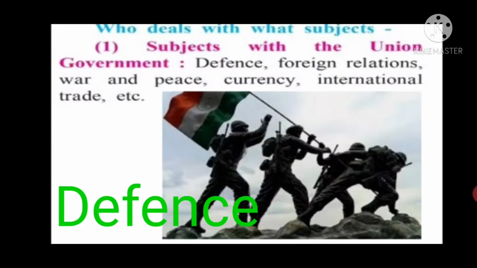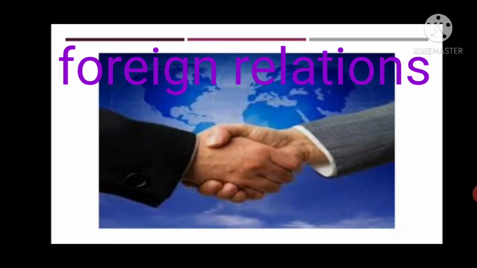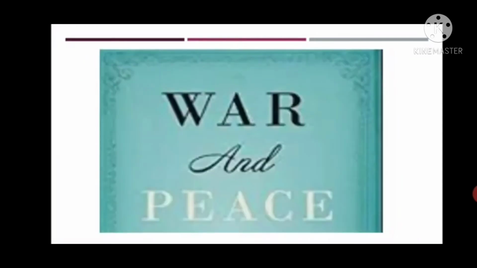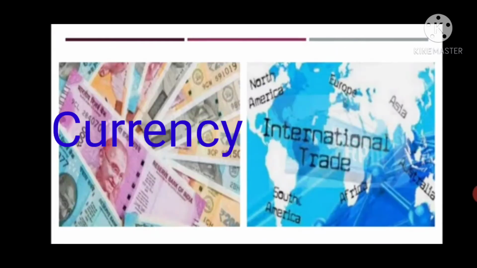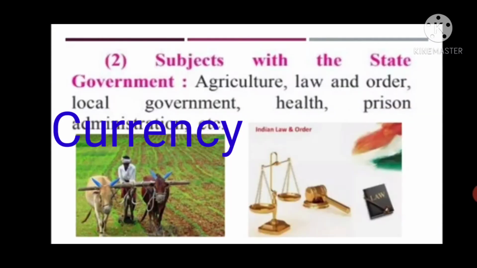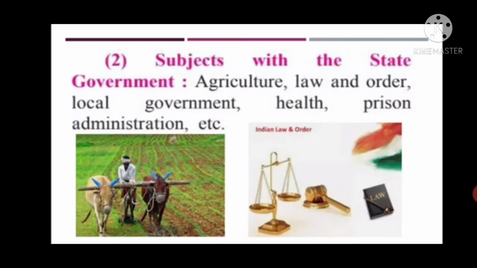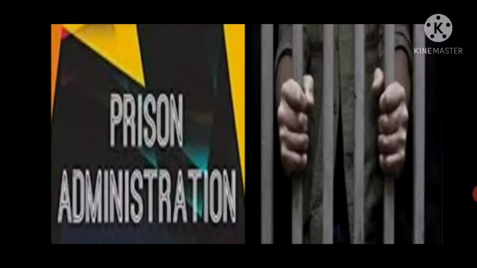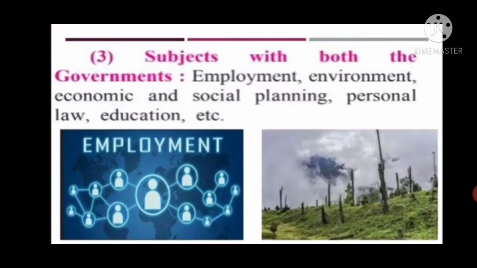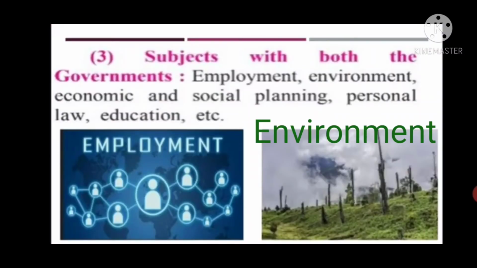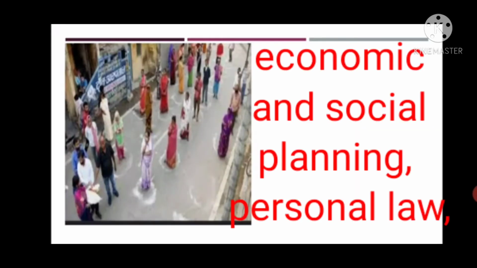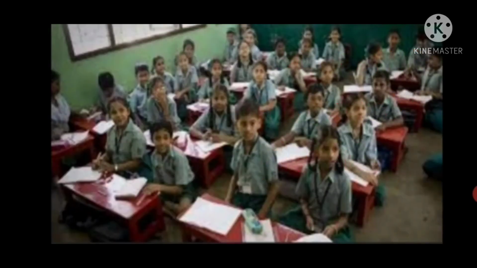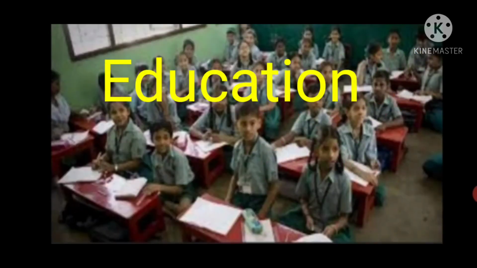Who deals with what subjects? First, subjects with the union government: defense, foreign relations, war and peace, currency, international trade, etc. are the union list of subjects. Second, subjects with the state government: agriculture, law and order, local government, health, prison administration are the state list. Third, subjects with both the governments: employment, environment, economy and social planning, personal law, education, etc. are the concurrent list.